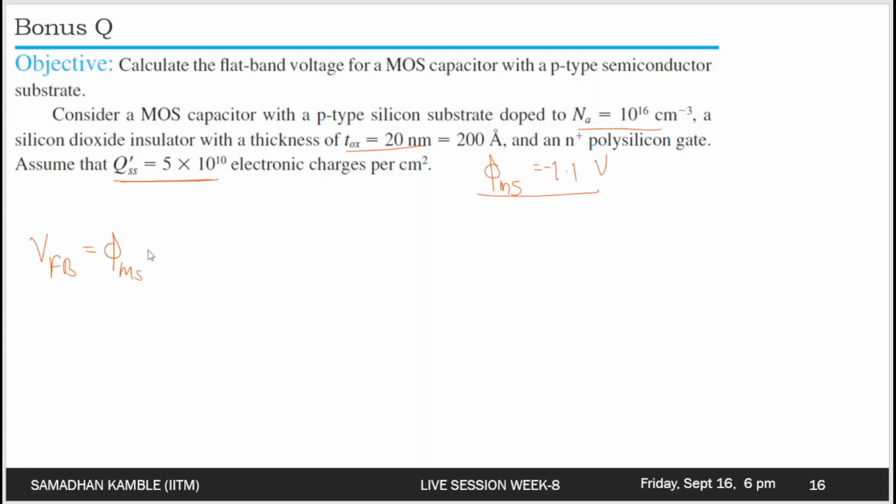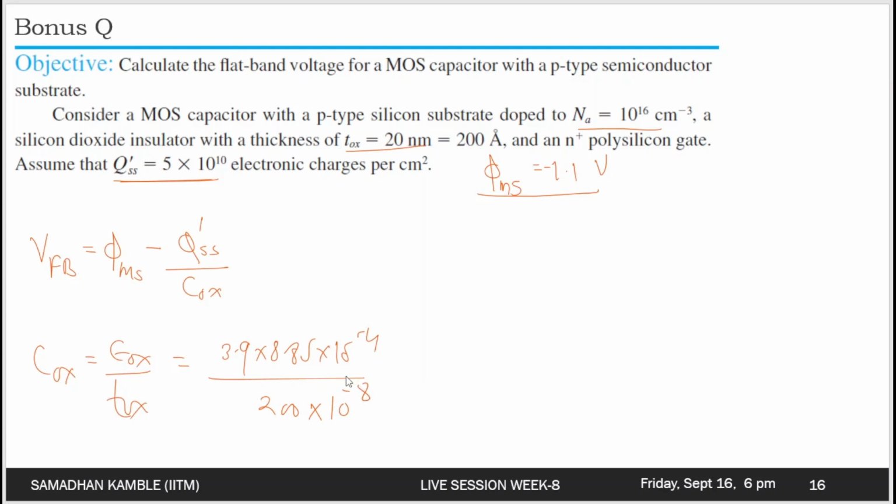Now we know that the flat band voltage relation is φms minus Q'ss over Cox. So let us find out Cox first. Cox is nothing but epsilon ox by Tox. Epsilon ox in our case is 3.9 times 8.85 times 10 to the power minus 14, divided by the thickness as 200 angstrom, sorry, that is 200 times 10 to the power minus 8 centimeter. So we'll get it as 1.72 times 10 to the power minus 7 farad per centimeter square.